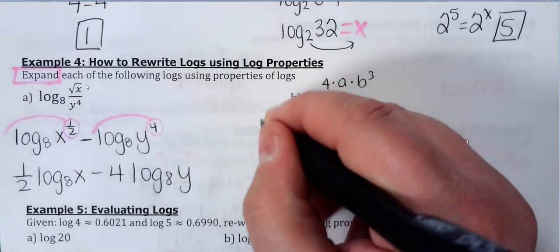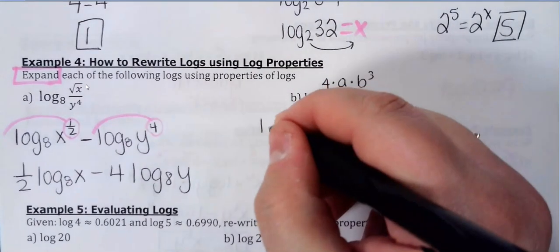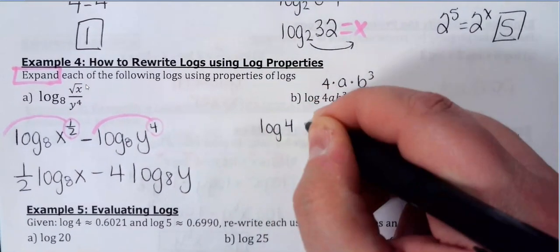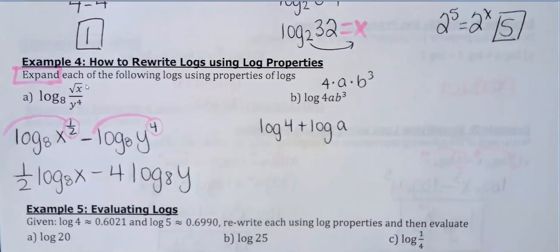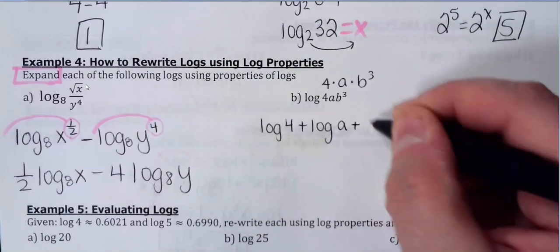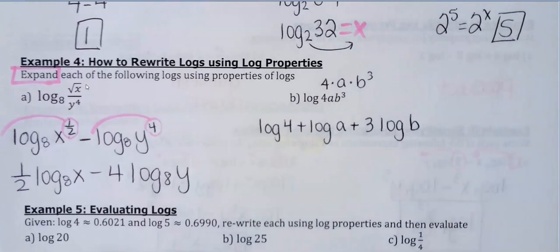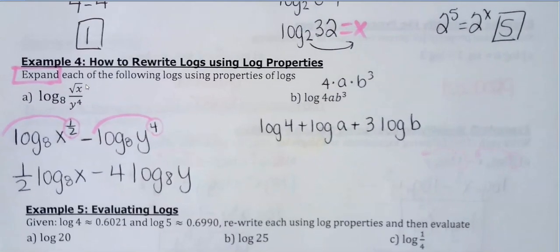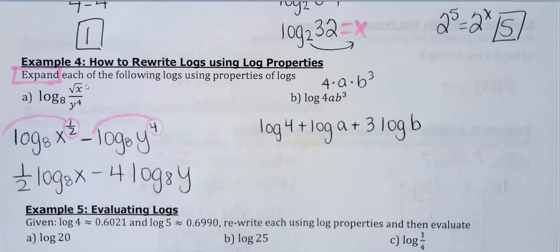But if I break this apart, multiplication breaks apart into addition. So this would be log of 4 plus log of a. And then the only thing that has that power is the b to the third. And I'm just going to do that. I would have a 3 out in front of this last term, the log of b. But all those would be added together because it's a single product. The other thing I'm doing there is the power rule on that b to the third. So I just have a 3 in front of that.